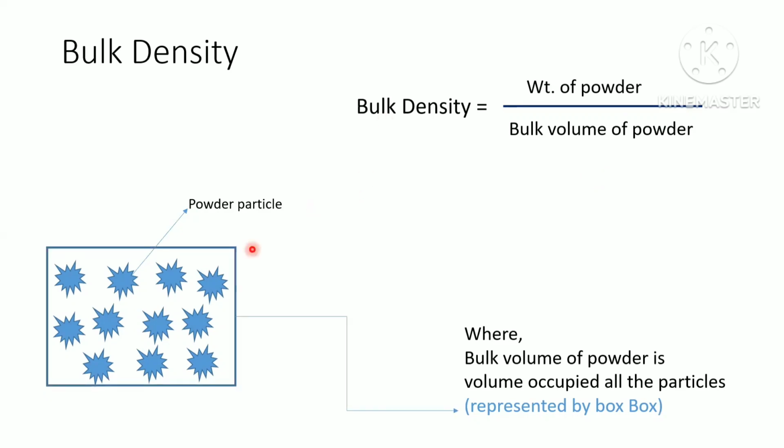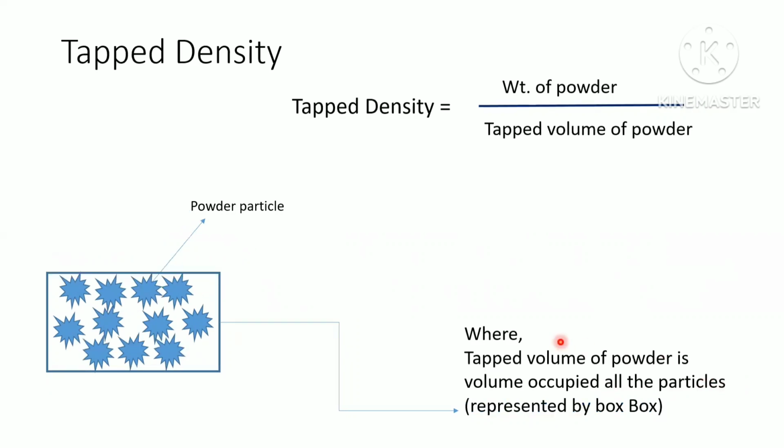Now in this case, let us suppose that these are the particles of the powder, irregular shaped particles, which are present in this given volume. So this volume is the untapped volume. The bulk volume of a powder is the volume occupied by all the particles. Now tap volume is relatively compact. The tap volume of a powder is the volume occupied by all the particles and it is represented by this box.